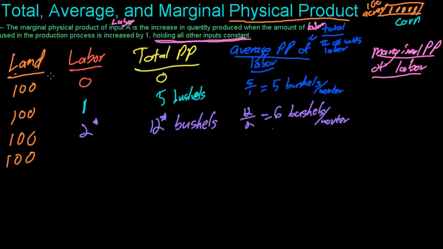And in this example they are, and that's why I started with an example that's like farming, that's kind of simple. Okay, so we want to find the increase in quantity produced when the amount of labor used in the production process is increased by 1.